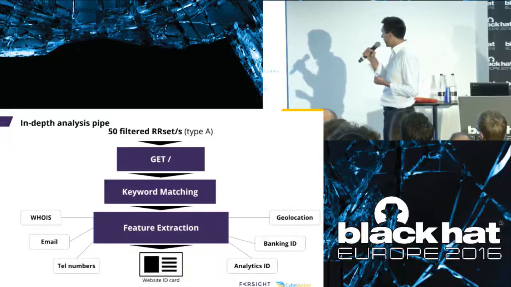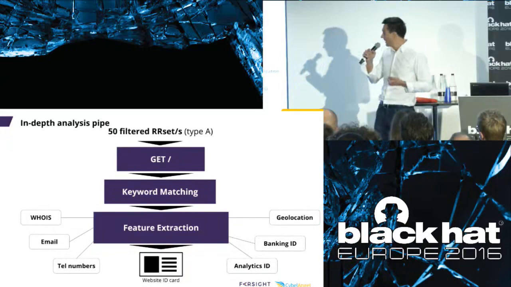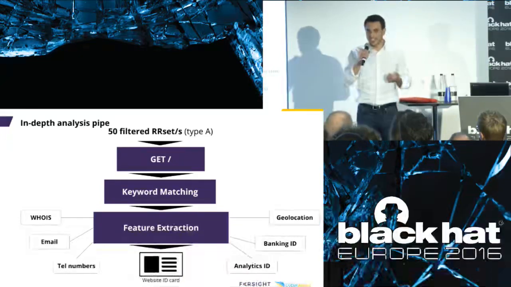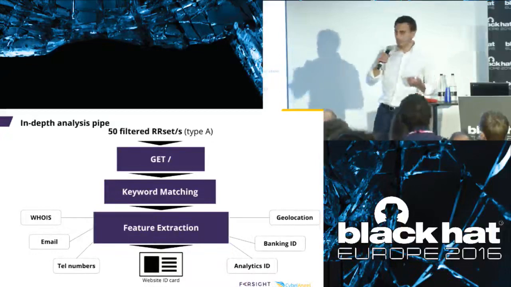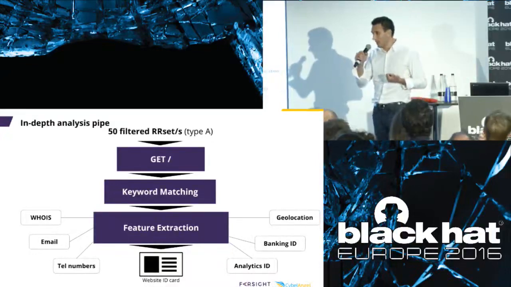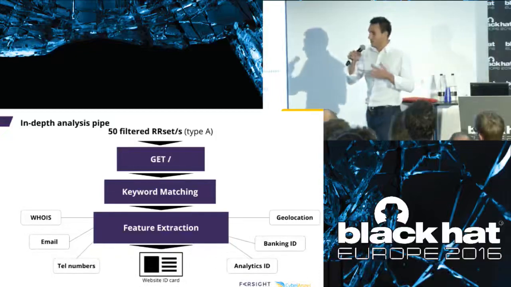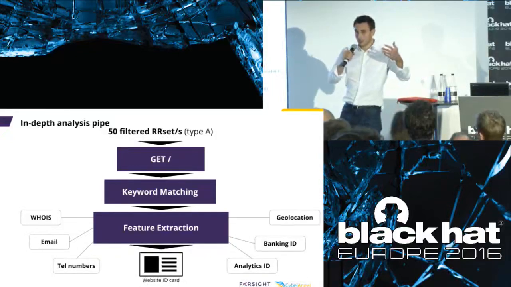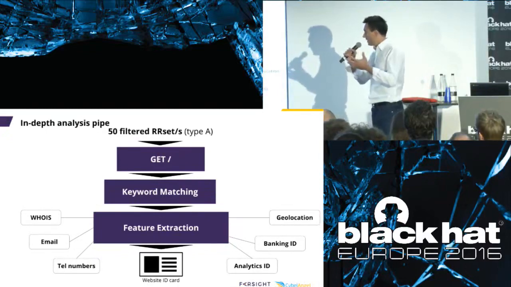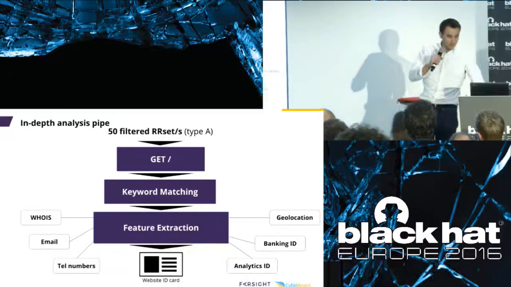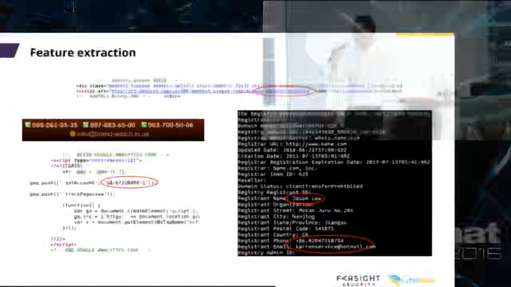And the last one, which is a very powerful feature, is the banking ID, also called a merchant ID. That would be, if the seller is using PayPal, for example, his PayPal ID. So we gather all these features, we store them in the database linked to the original domain that is being investigated, and we call that the website ID card.